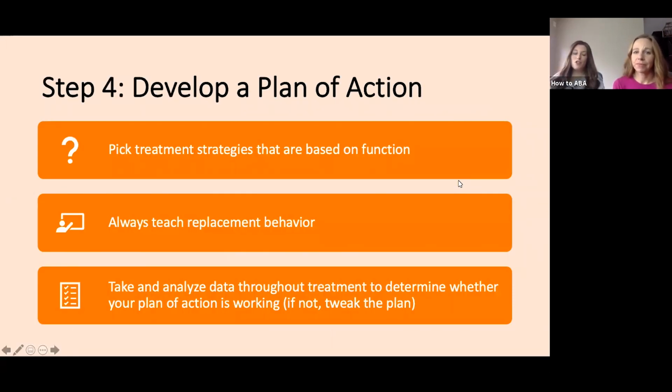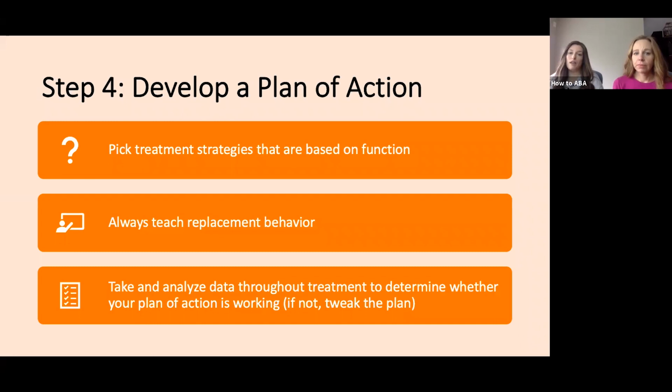Okay, so once we have the function and we know the why, and it's important to know the why because our plan of action is going to depend on that why. We wouldn't put the same intervention in place if we've determined that the function is attention as we would for a function of escape. So it's important to know what's in it for them, what are they motivated for, what is this behavior giving them access to, right? Some of our kids engage in those behaviors because it works for them. So what part of that is working for them and what are they working towards? Once we know that, then we can develop a plan of action.